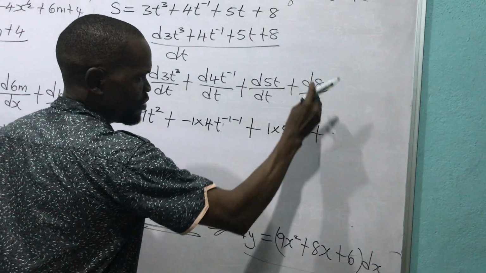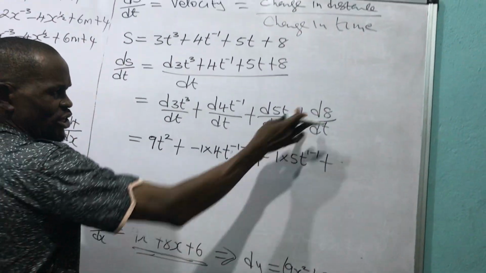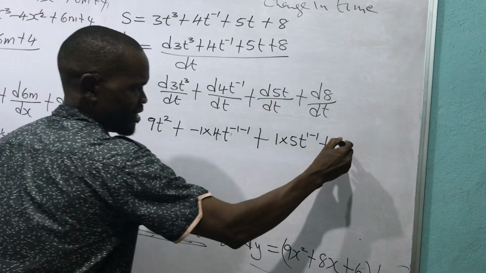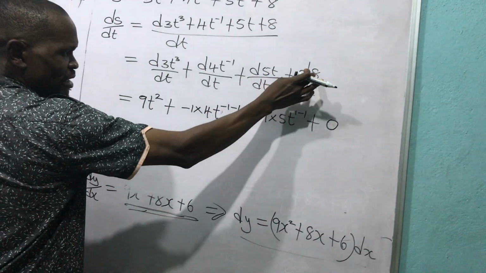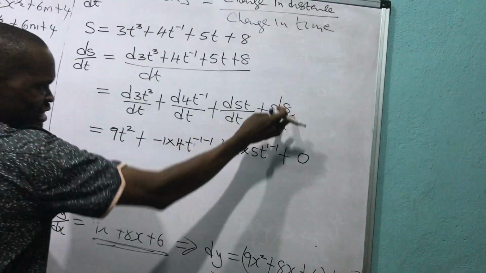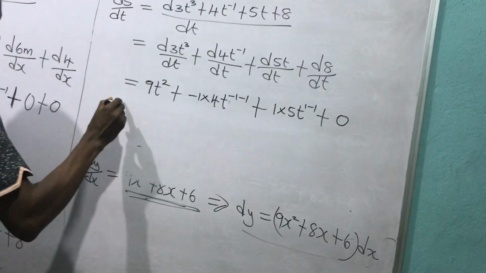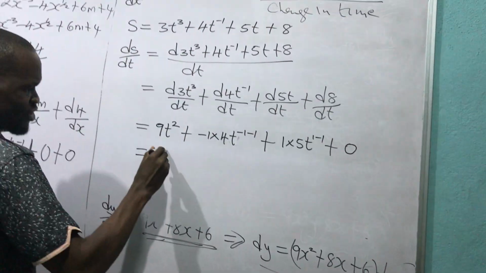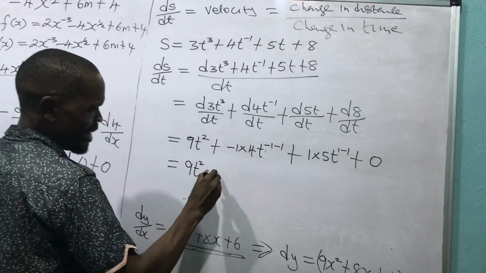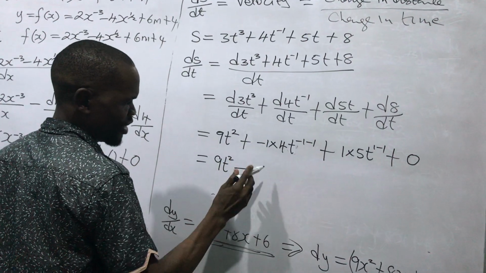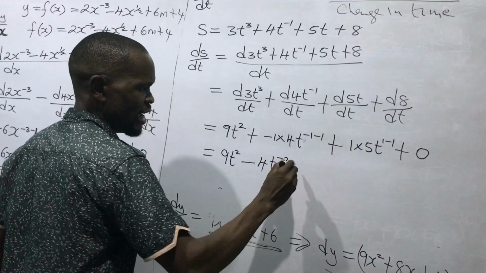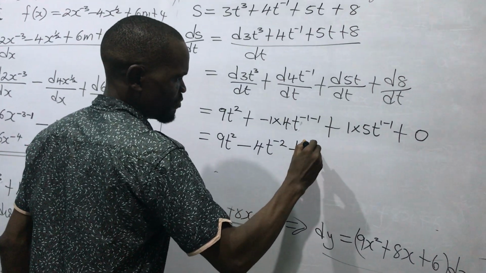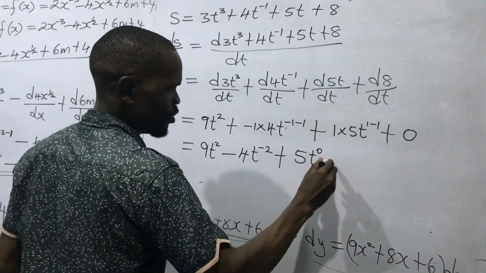Then plus, differentiating this, 8. It doesn't contain t. What does it mean? It's a constant. We differentiate it to give us 0. You know what I did here? 8 does not contain t. Differentiating it will give me 0. And I will have this equal to 9t raised to the power 2 minus, because plus times minus will give me minus, 4t raised to the power minus 2. Then plus 5t raised to the power 0.